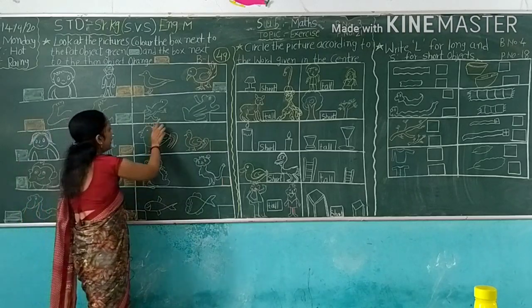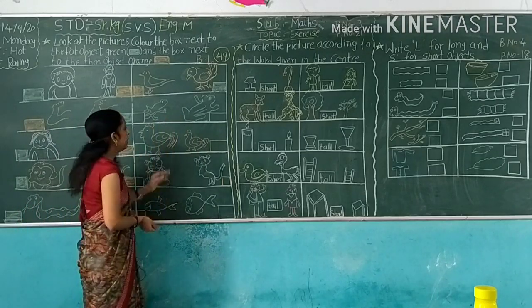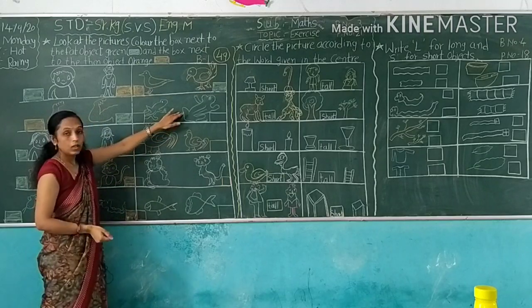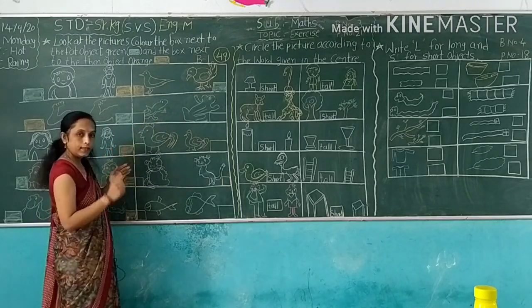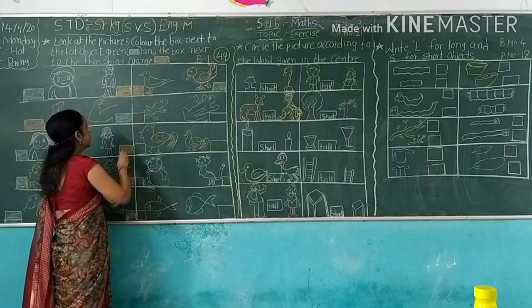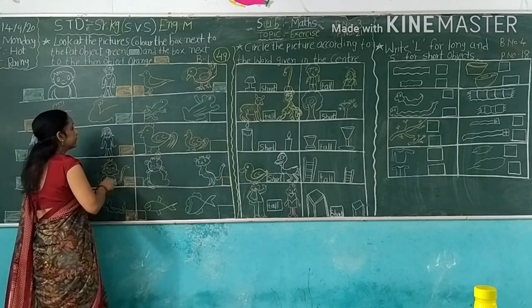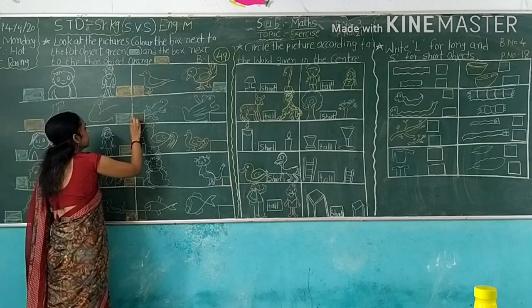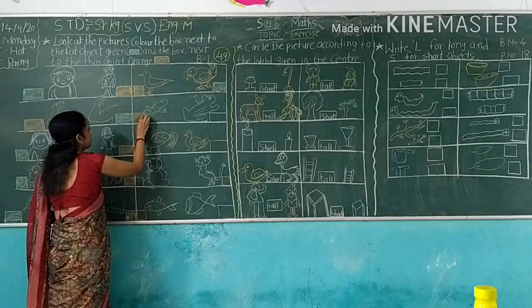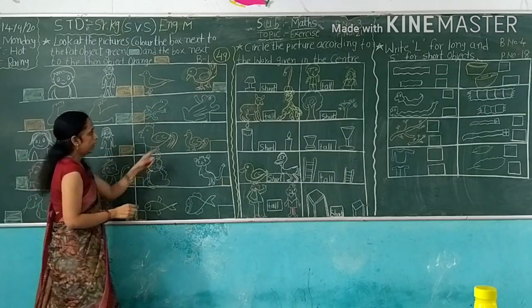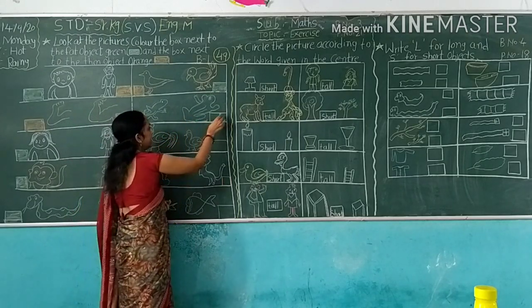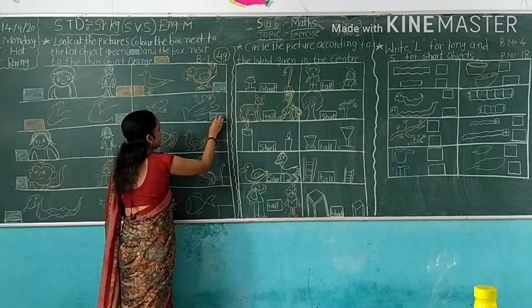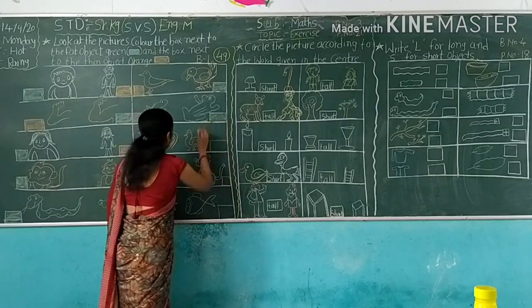And look here, here I drawn two frogs. So which frog is thin? This? No, this frog is fat and this frog is thin. So here color in orange, okay? And here color in green. This object is fat. So here color in green, okay?